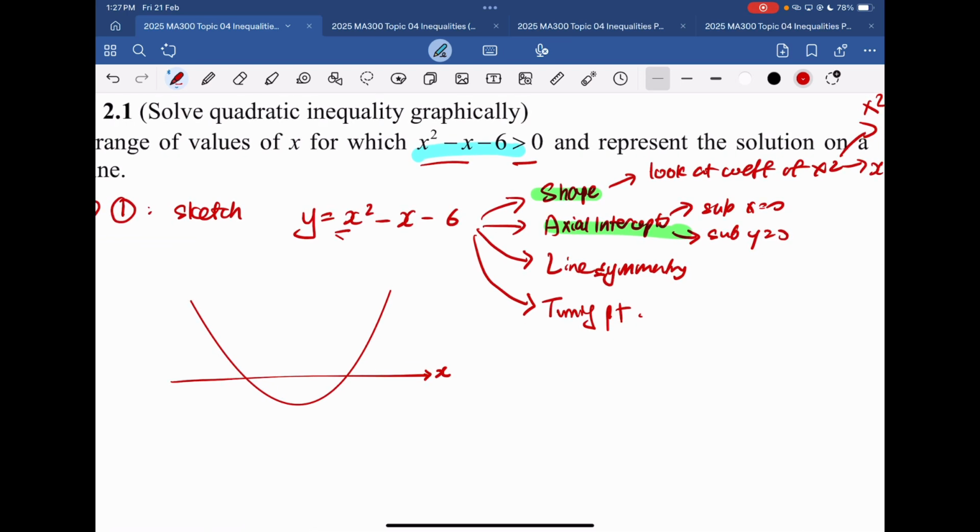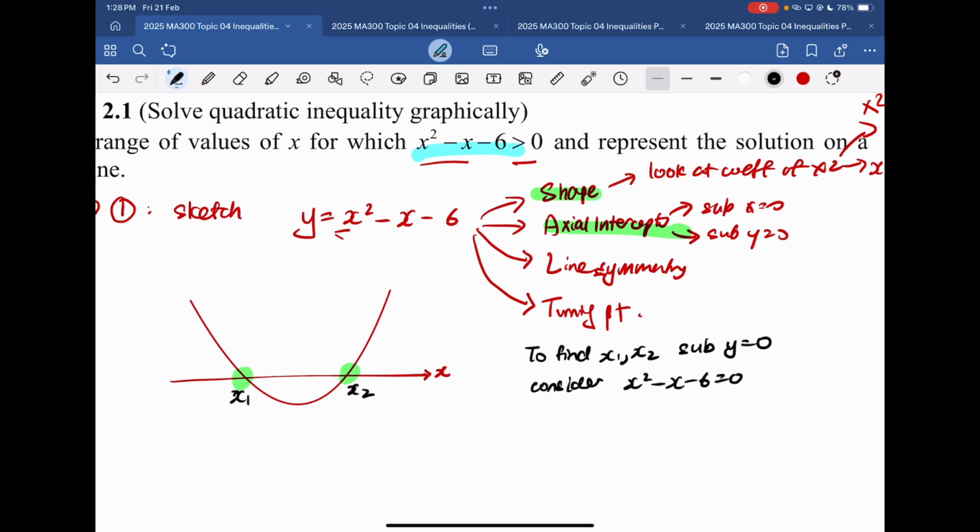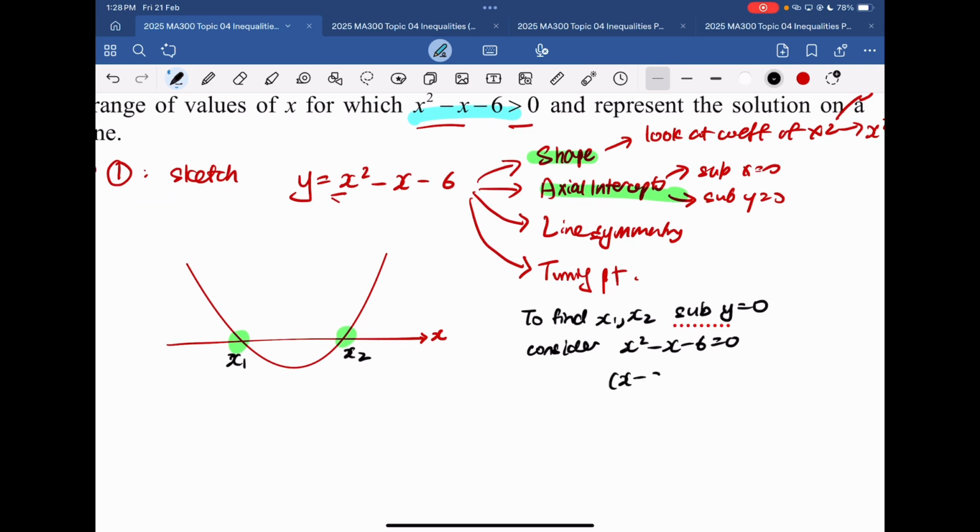What are the intercepts? To find these two intercepts, x1 and x2, I sub y equals 0. Or you can say consider x squared minus x minus 6 equals 0. How to solve this? Very quickly, x minus 3, x plus 2 equals 0. So x equals negative 2 or 3. What does it tell you? These two values are negative 2 and 3.